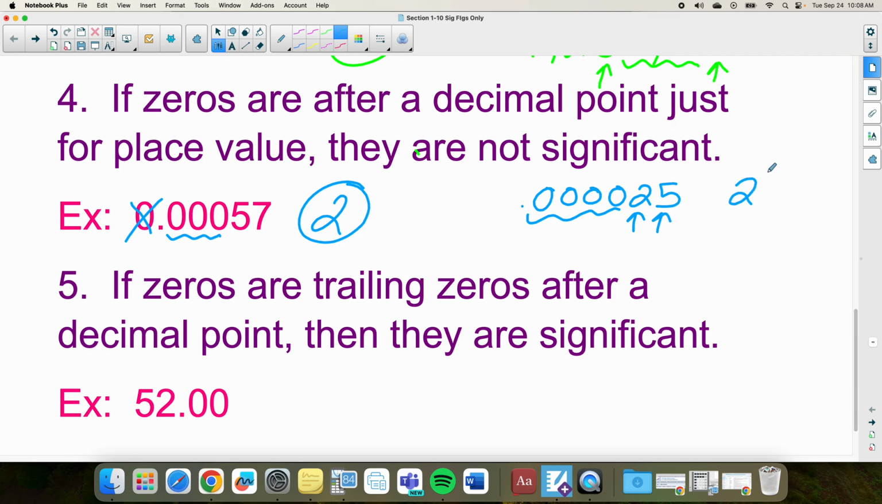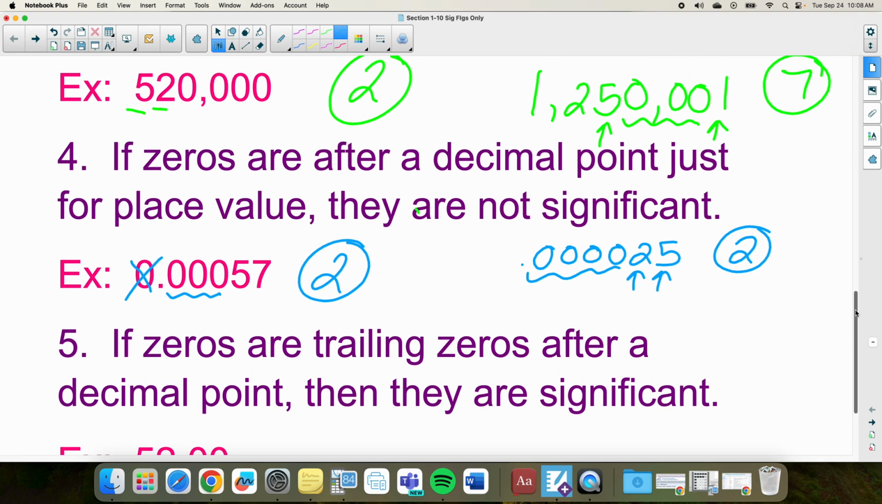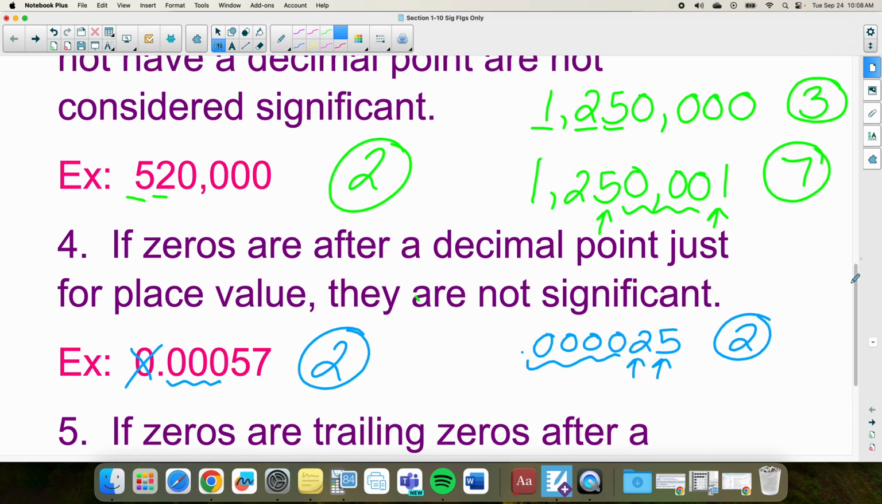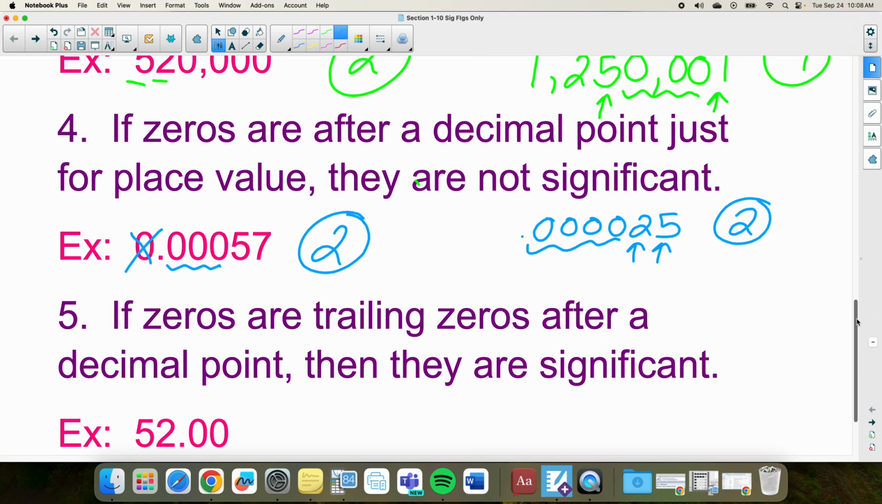So we would only have a 2 for that one, okay? So whenever we have placeholders that make a number super large or make a number super small, then we don't count those zeros. But here's where it gets tricky.